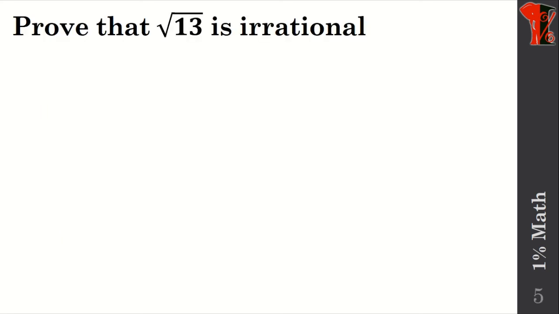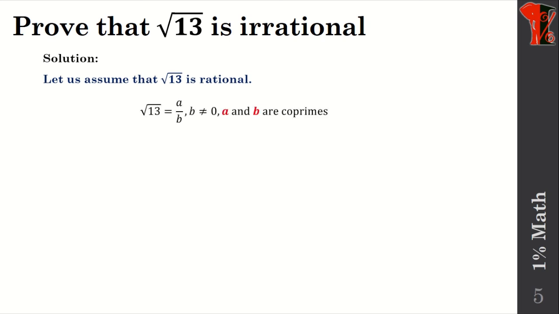Let us prove that root 13 is irrational. For this we need to assume that root 13 is a rational number. When I say root 13 is rational, it can be expressed in the form of A by B, where B is not equal to 0. That means the denominator should not be equal to 0, and A and B are coprimes. That means HCF of A and B is equal to 1. So I'm going to transpose B to the other side. It becomes root 13 B is equal to A.